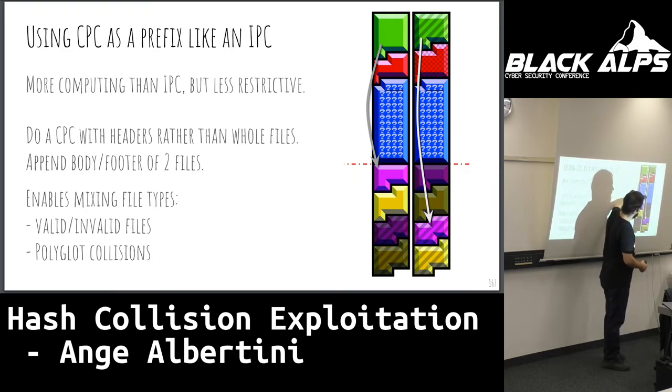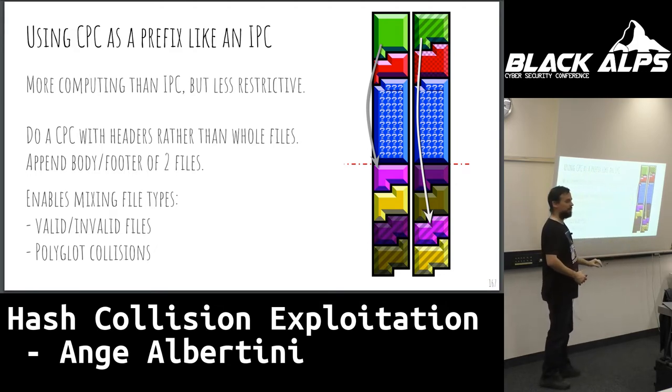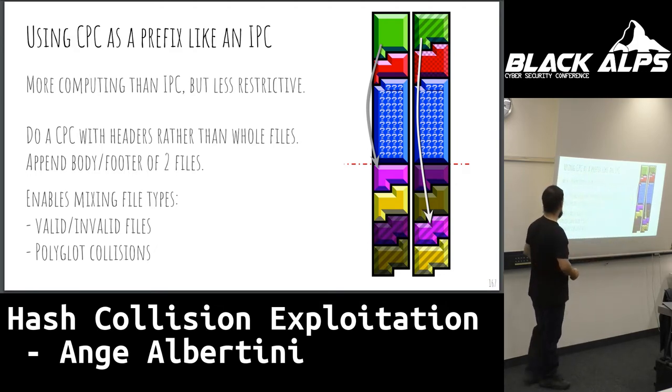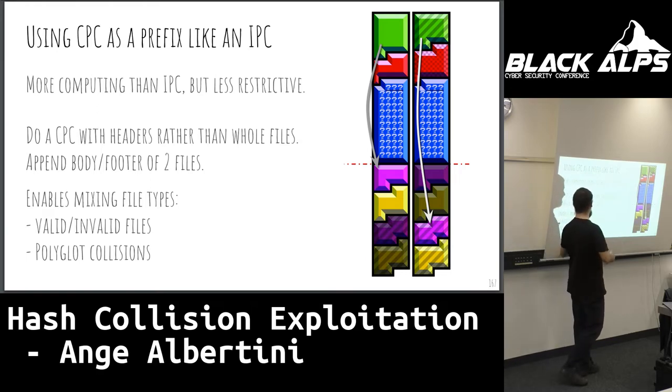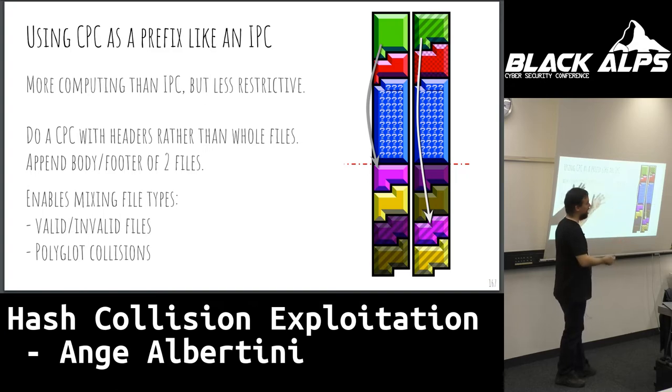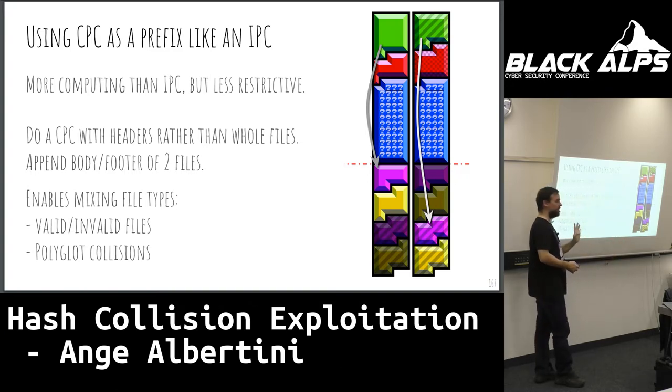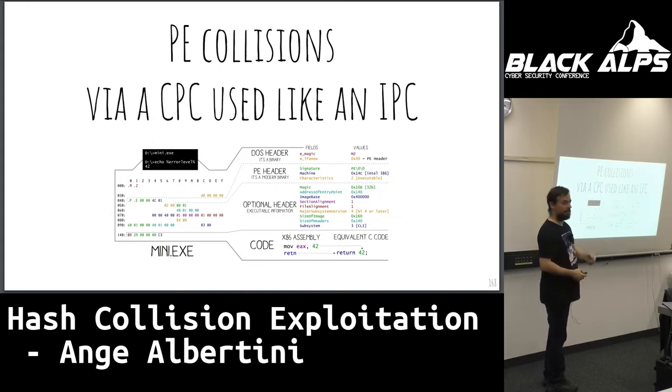It's just longer because it's 7 to 9 blocks and longer to compute. But then you have no restriction from the start of the file, and you can reuse the same reusability trick to combine it instantly with any content. Does that make sense? So now we can have multiple file types, and we'll see whether we can chain them. Any question? No? So let's explore a bit the Windows executable file format, PE, and collisions via a chosen prefix, a CPC used like an IPC.